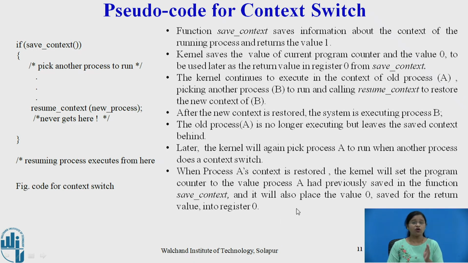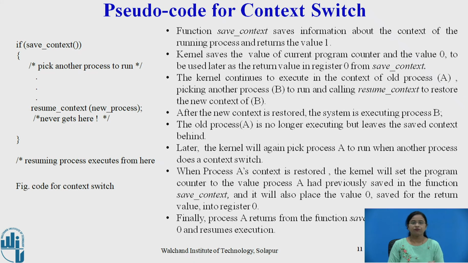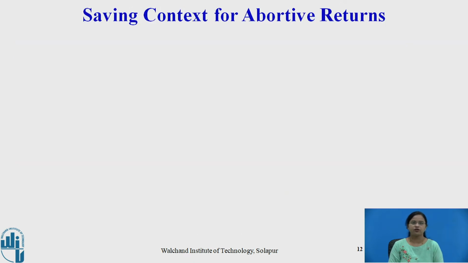It will also place the value 0 saved for the return value into register 0. So this is how the context switch is done by the kernel, switching from process A to process B and again coming back to process A. So finally process A returns from that function save_context and it resumes its execution.